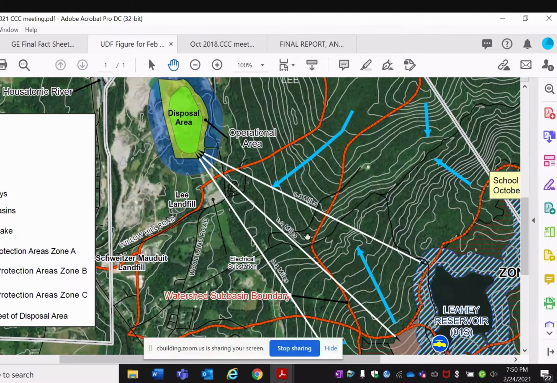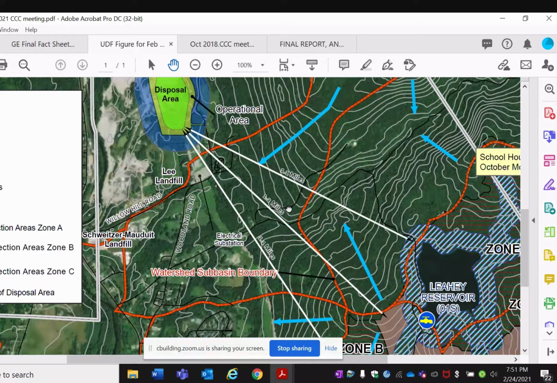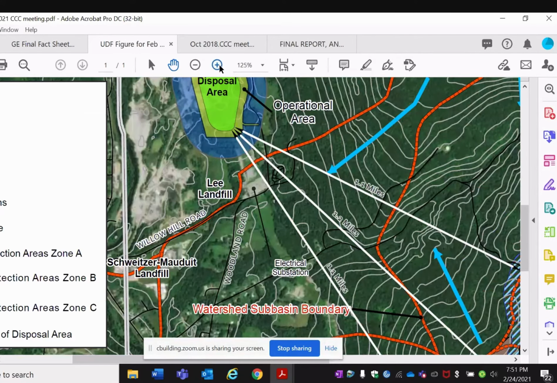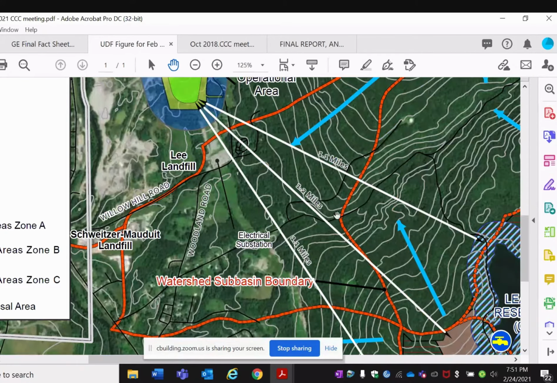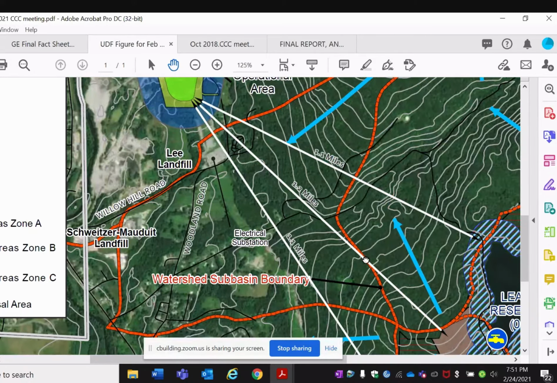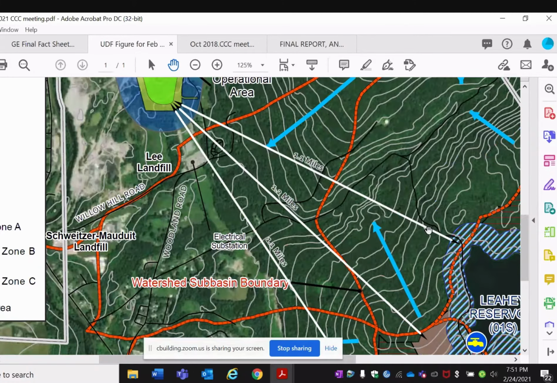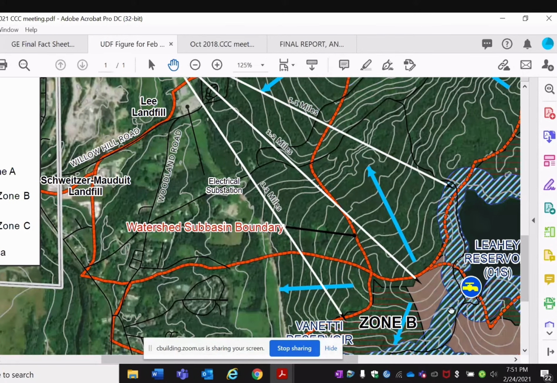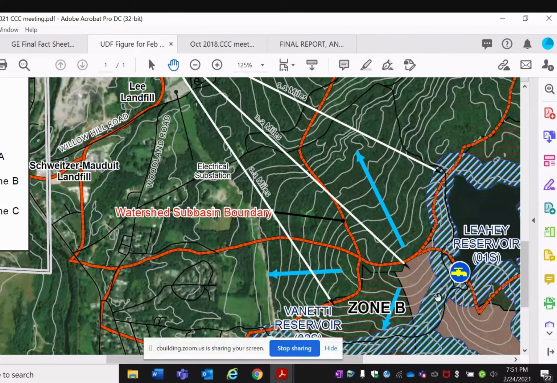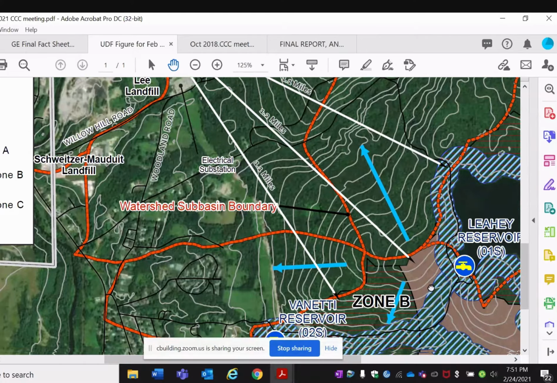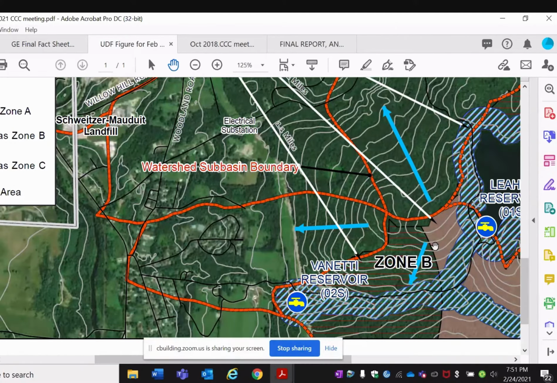So a couple things. The distance here, I'm going to try and blow this up, so I apologize. To clarify, it's 1.1 or 1.2 miles. I think you might have said 2, but it's 1.1 or 1.2 miles from the disposal area to the surface water protection zones. So that's what that is. And this here is the actual intake. So the actual intake's a little bit farther, but it's 1.1 or 1.2 miles.